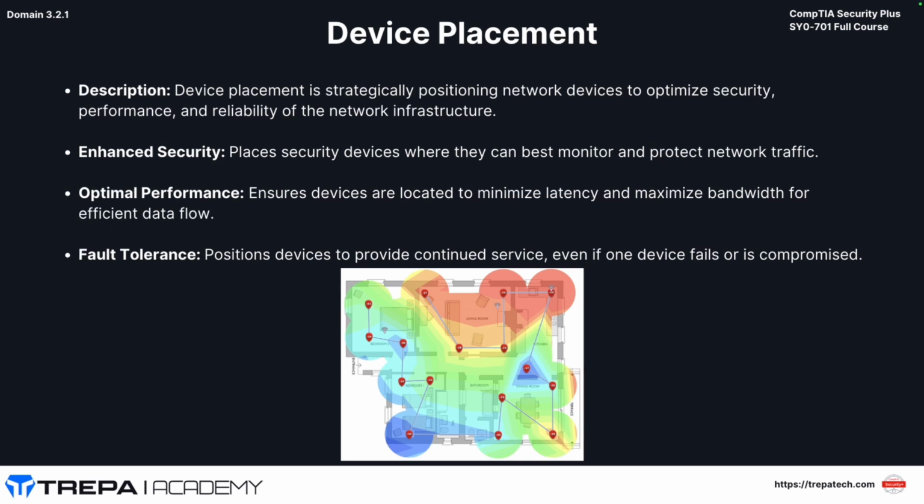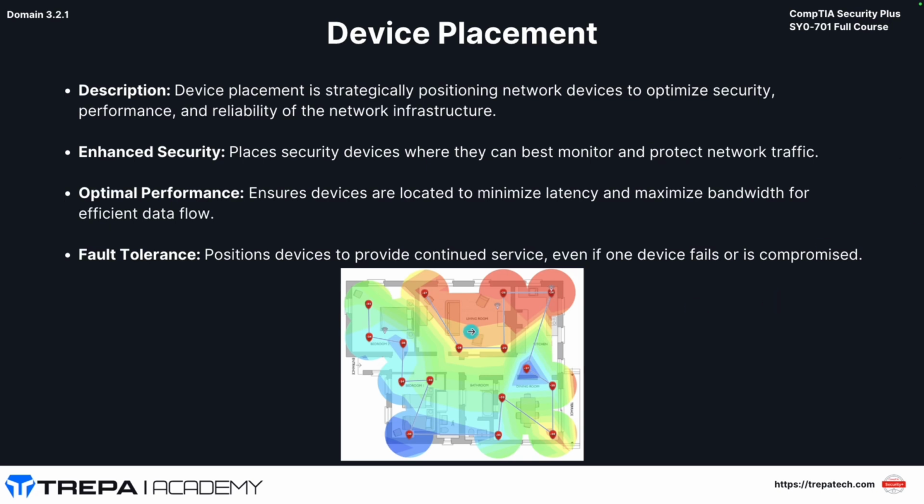Maybe there's some physical security we have to be aware of with device placement. If we have a comms closet, do we need to put an extra two-factor thing on there, like a card reader plus a fingerprint scan to get access to that comms closet? Optimal performance. So are we putting devices in the right place for our performance? And then fault tolerance, of course, right? If one device fails or is compromised, how tolerant is it? So do we position devices to provide continued service?